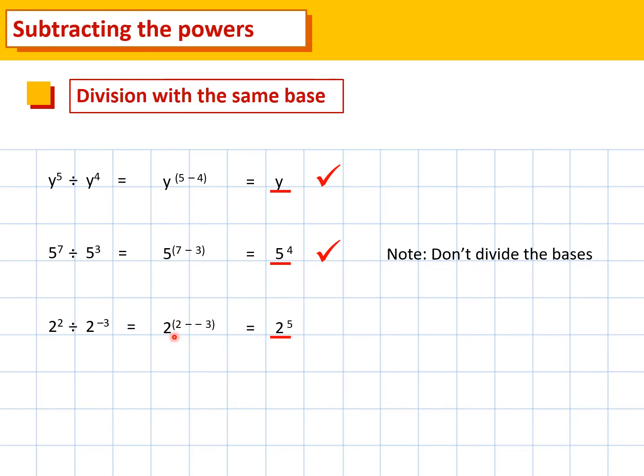And finally, what's the rule here? What can we do with the powers? Do we subtract the powers? And the answer is no, we don't subtract the powers because the bases are different, so there is no rule. If you wanted to find out the answer to that sum, you'd calculate the two things separately and then do the division.